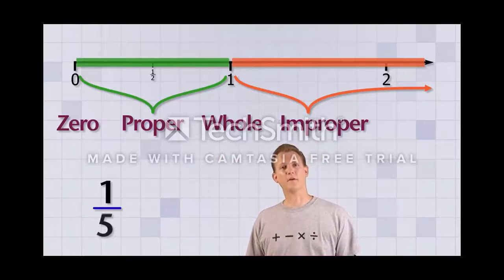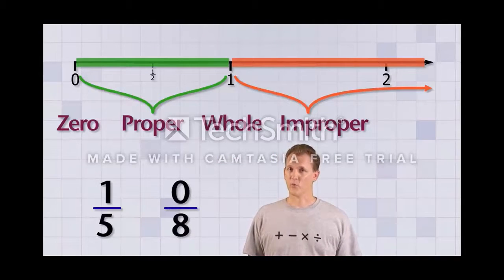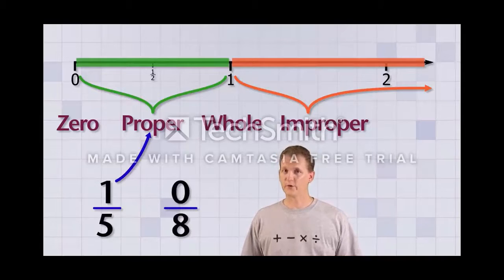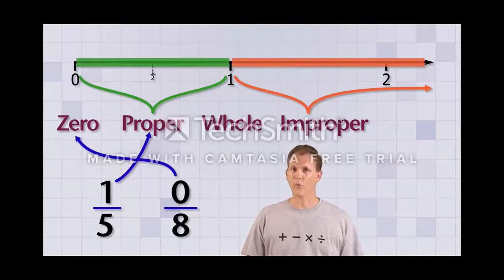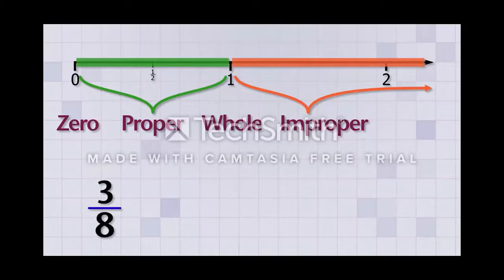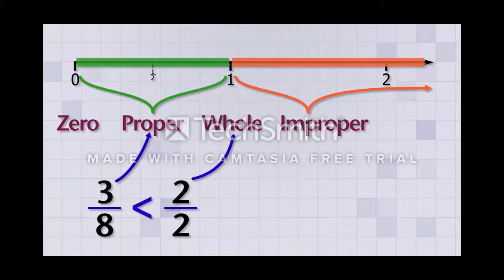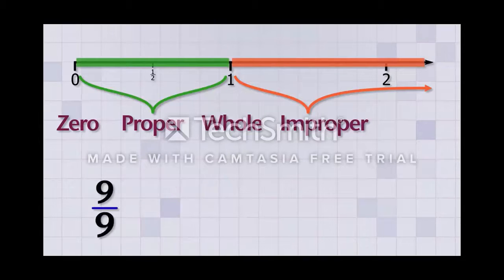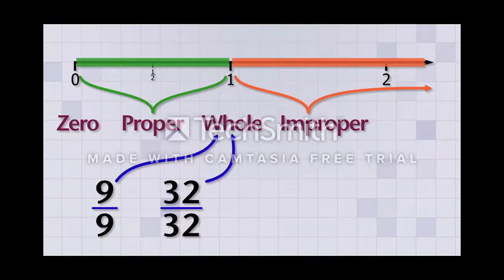Here we have 1 over 5 and 0 over 8. Since 1 over 5 is a proper fraction and 0 over 8 is a zero fraction, 1 over 5 is greater than 0 over 8. Now let's do 3 over 8 and 2 over 2. 3 over 8 is a proper fraction and 2 over 2 is a whole fraction. So that means that 3 over 8 is less than 2 over 2. Now what about 9 over 9 and 32 over 32? Now that's easy. Since they're both whole fractions, and whole fractions are always equal to 1, these fractions are equal.